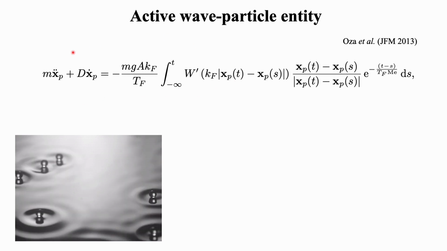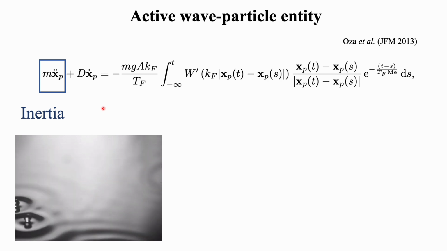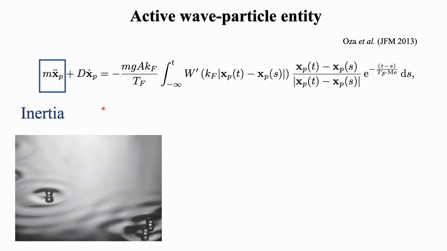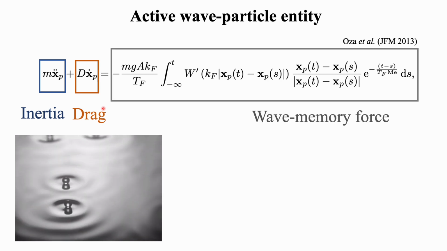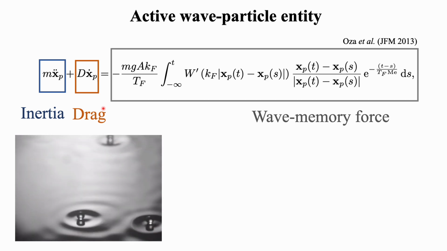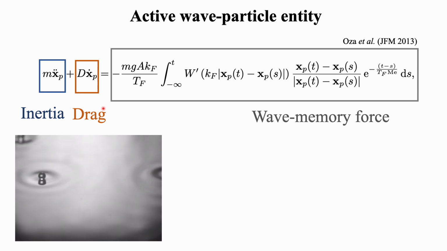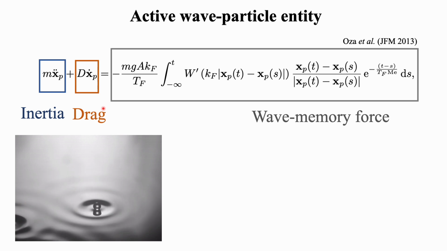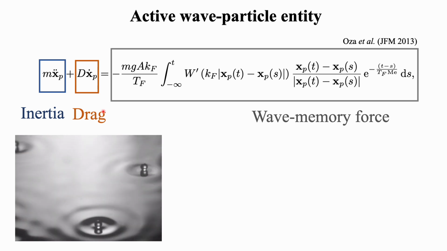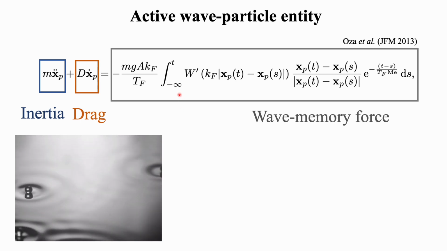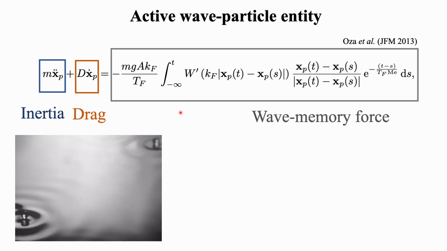The equation here is essentially Newton's second law, F equals ma. On the left side you have an inertial term, there is dissipation in the system, so you have a drag term, and the complicated looking term on the right hand side is the force that the droplet feels from the underlying waves that it creates. The key thing to note is that the force on the droplet from the underlying waves is proportional to the gradient of these waves, and because these waves decay slowly in time, you have to integrate over the past history of the droplet to take into account all the waves.